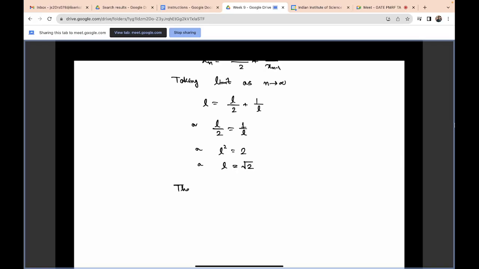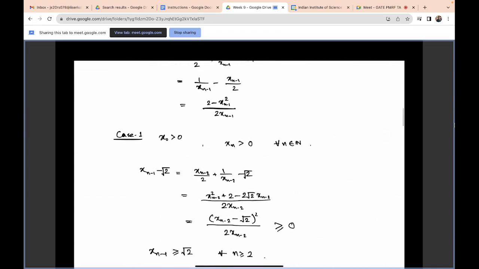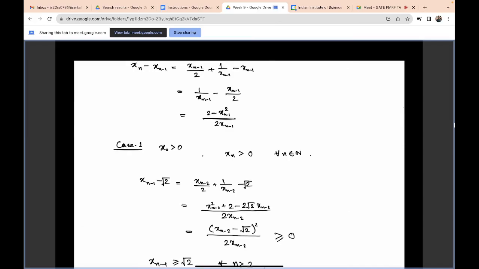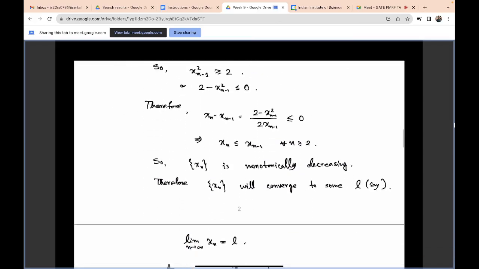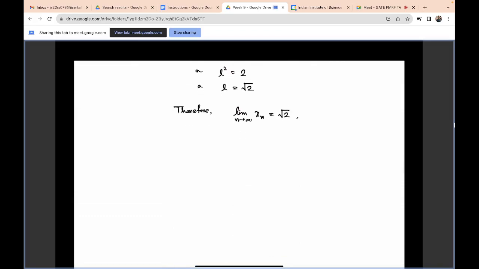Therefore the limit as n tends to infinity of xn is root 2. This is the first case, where x0 is positive, and we have shown that the sequence will converge to root 2. Now case 2.